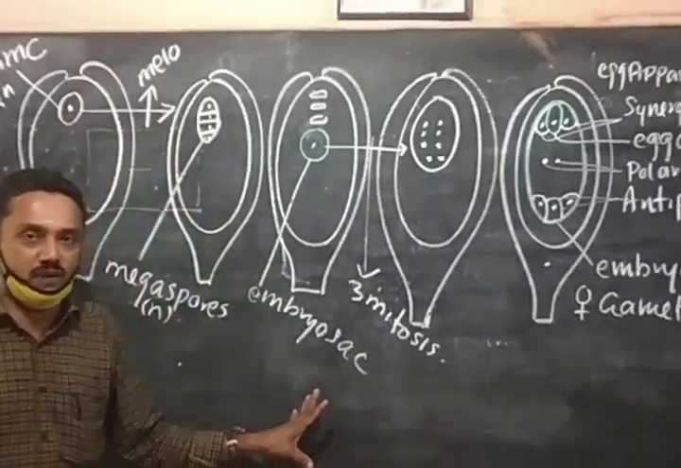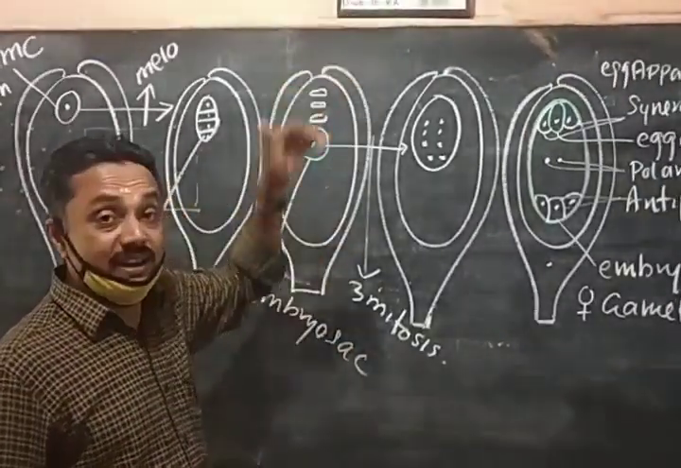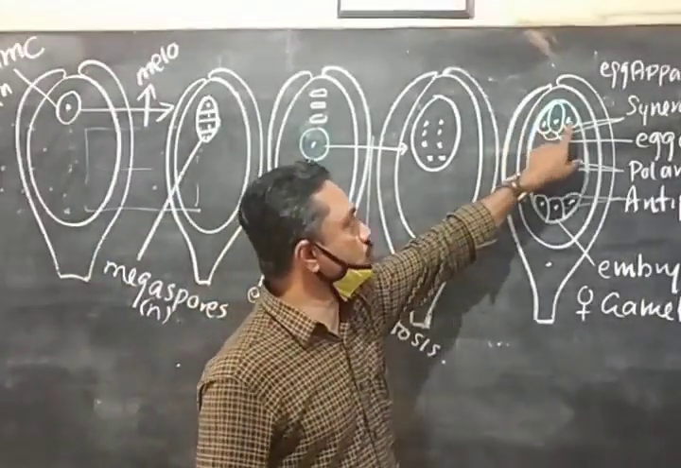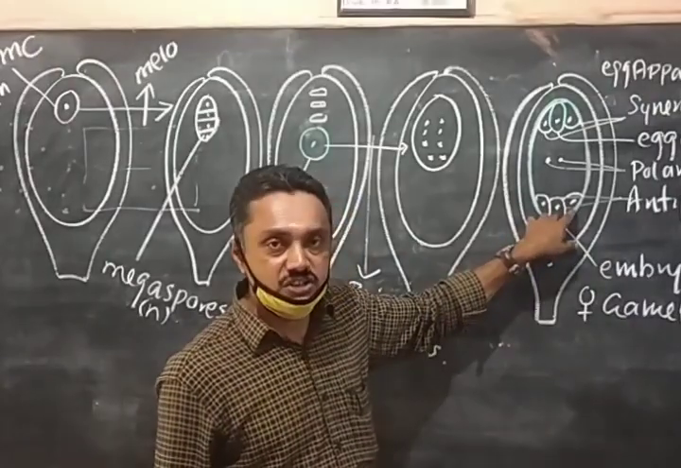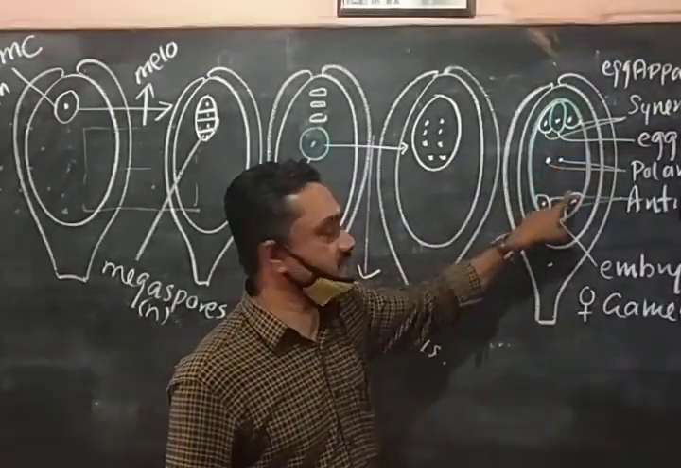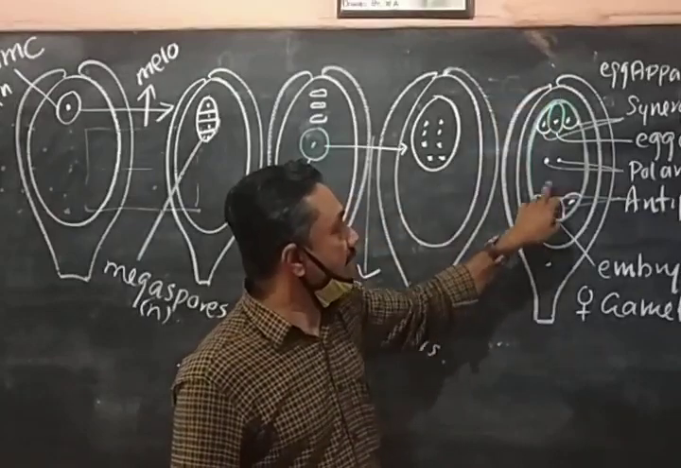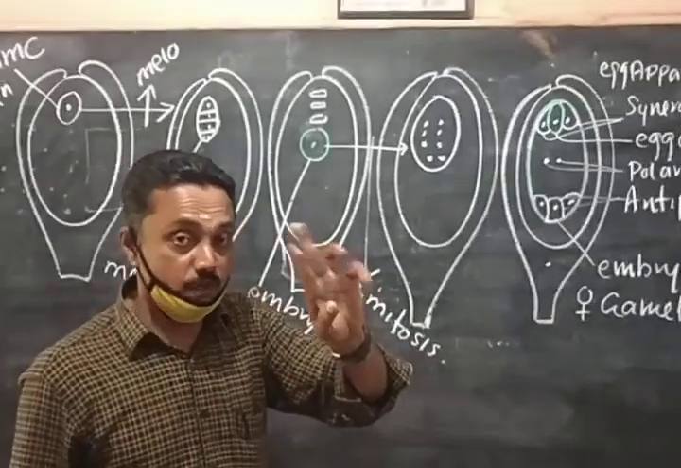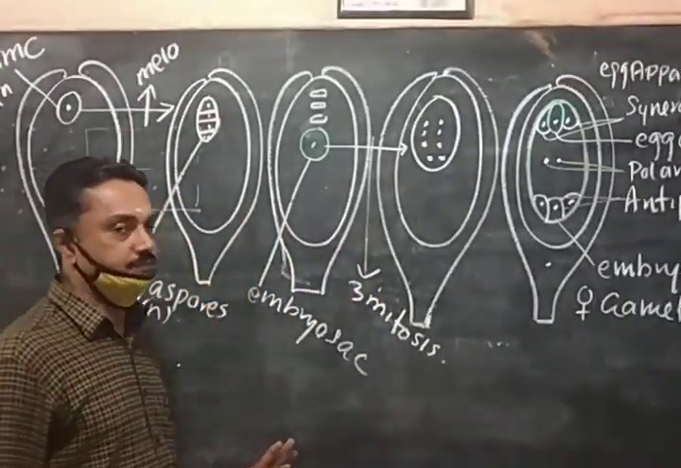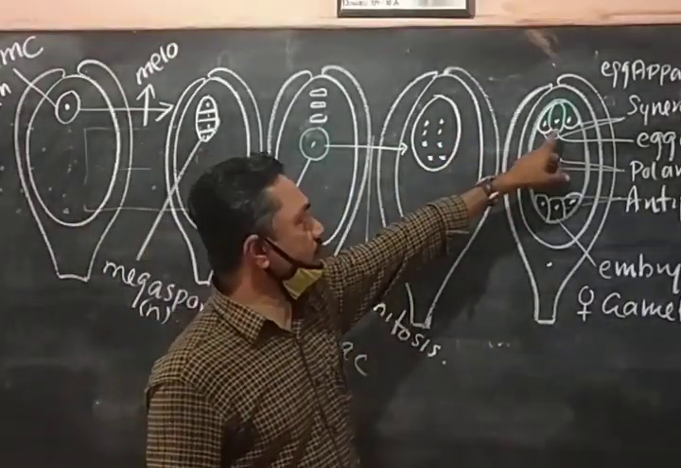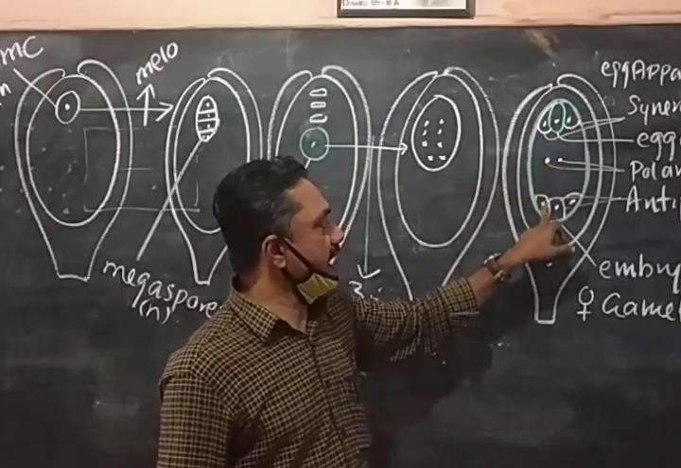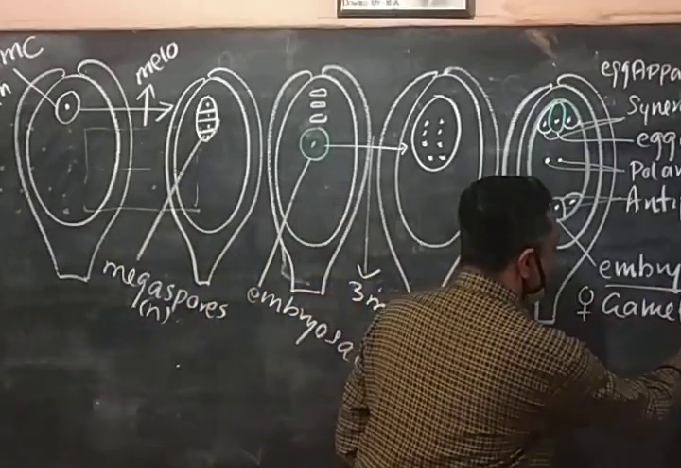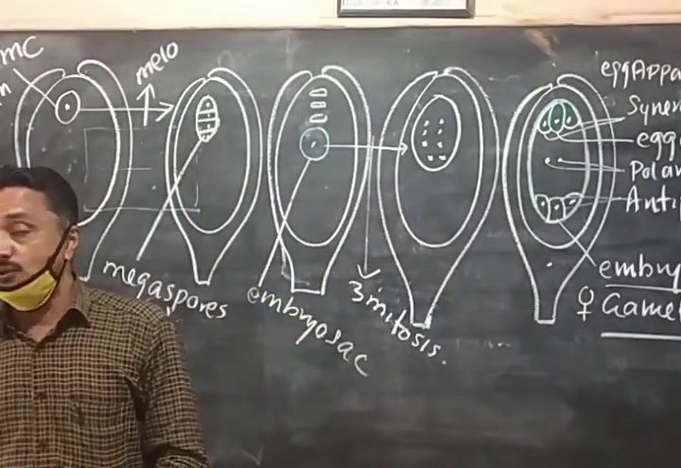So this female gametophyte or embryo sac is a 7-celled, 8-nucleated structure. 7 cells: 1, 2, 3 cells, 1, 2, 3 cells, and this can be considered as the central cell. So 6 cells, 7 cells, 8 nucleated, because the central cell is binucleated, with 2 polar nuclei. So this is the female gamete, 2 synergids, 3 antipodals and 2 polar nuclei. This is the structure of the fully developed embryo sac or female gametophyte.